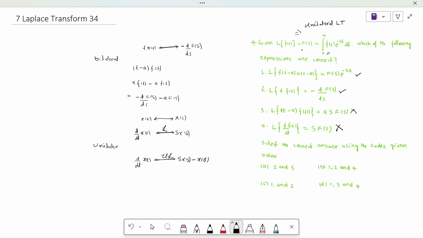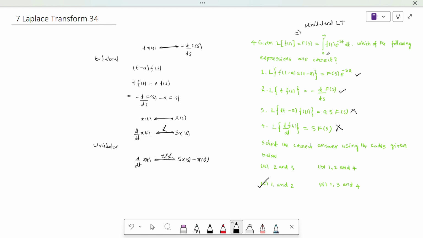So be very careful. If you're not concentrating on the limit values, then the option will be 1, 2, and 4. There is an option 1, 2, 4. But it is given that the Laplace transform is unilateral. For that, only 1 and 2 are correct. So option C. This is very important. Be careful while attempting the questions in the case of the Laplace transform. You have to check it.